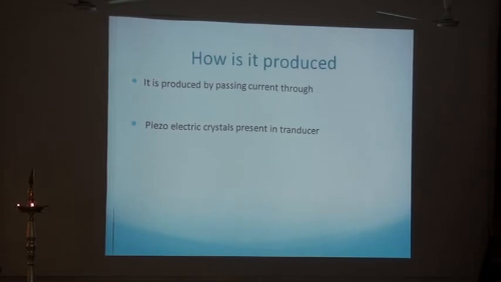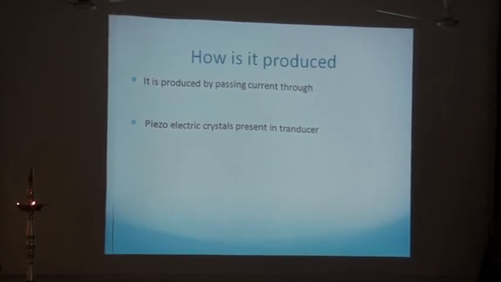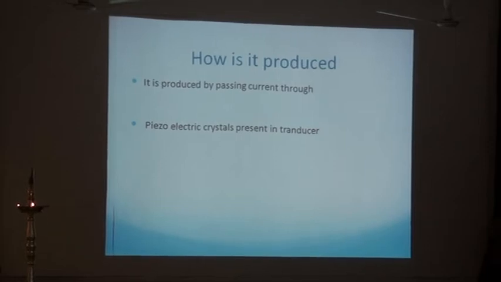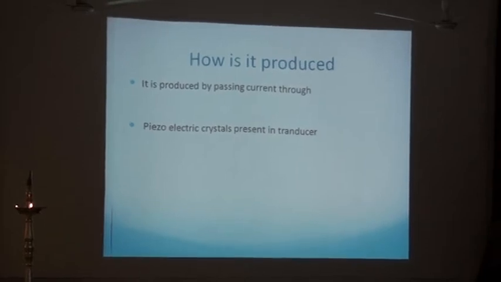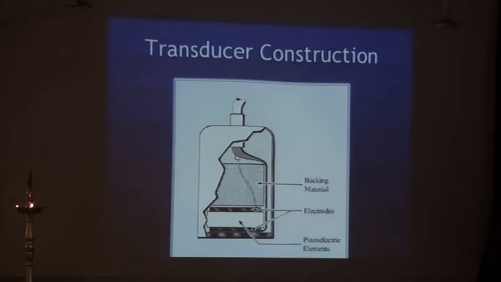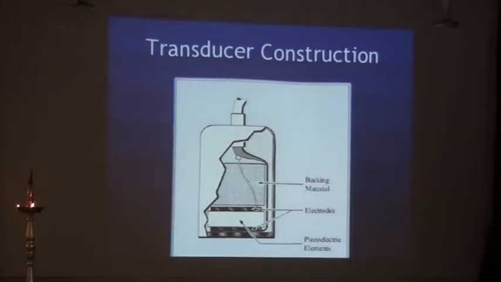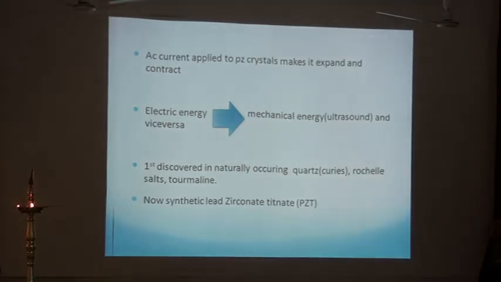How is this ultrasound produced? It is produced by passing current through piezoelectric crystals which are present in the transducer of the ultrasound probe. This is how the transducer probe looks from inside. You can see the piezoelectric element is present between two electrodes. When we pass alternating current through this piezoelectric crystal, it expands and contracts, and the electric energy gets converted into mechanical energy, which is ultrasound, and vice versa.